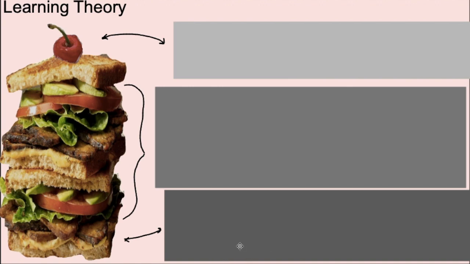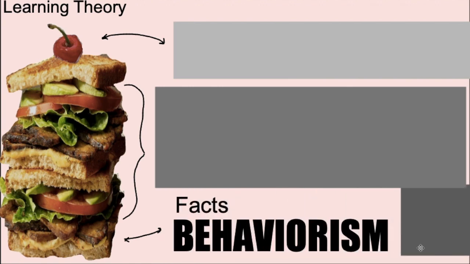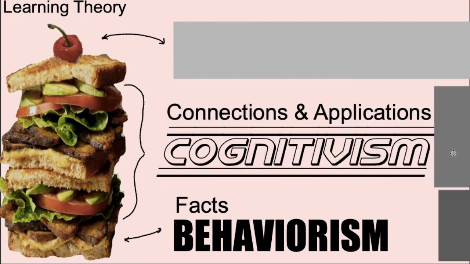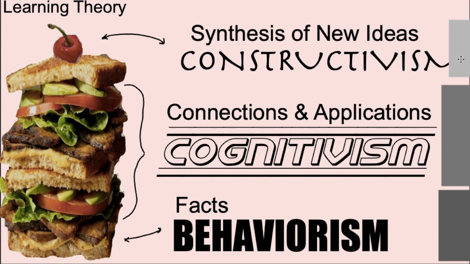Let's start with theory. To me, learning theory is like a sandwich. Behaviorism is at the bottom slice of bread, and it's full of facts that need to be recalled. Cognitivism occupies the middle ground of meat, cheese, and fillings, where students can apply facts, practice procedures, and start building connections. Constructivism is the cherry on top. It occupies that rarefied air where students use their knowledge to explore and synthesize new ideas.